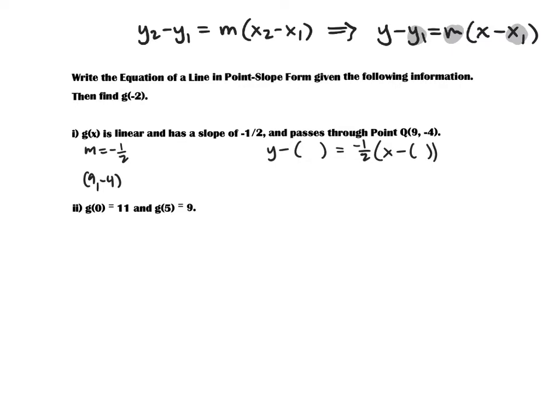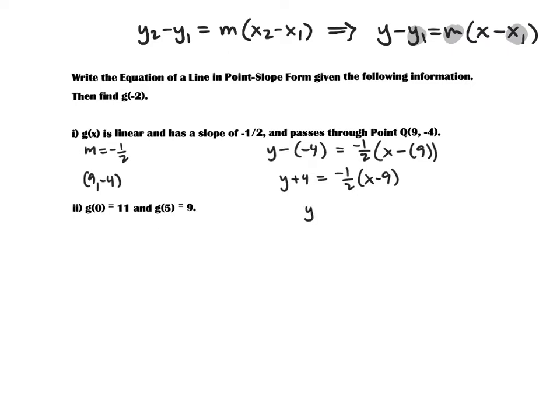I'm going to take 9 and -4, plug them in their respective locations. Therefore, I could say that y plus 4 is equal to -1/2 x minus 9. That is the equation of a line that has a slope of -1/2 and passes through (9, -4). Okay, so I'm going to solve for y. I'm going to distribute a -1/2.